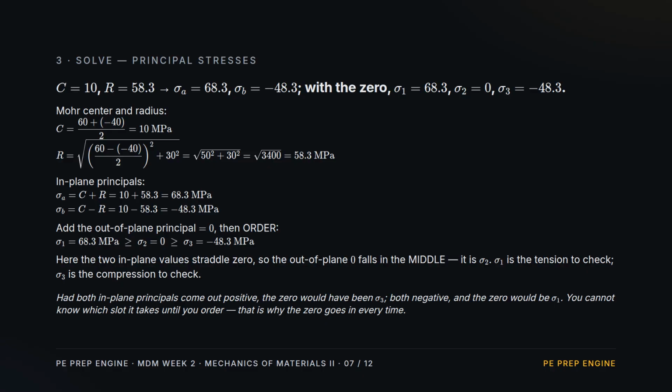Solve. Part 1. The principal stresses. Center is the average of the 2 normal stresses. Radius is the radical from Lesson 7. Add and subtract the radius for the 2 in-plane principals. Now fold in the out-of-plane 0 and order all 3. The tension on top, the 0 in the middle, the compression at the bottom. The largest and the most negative are the 2 the theory checks.